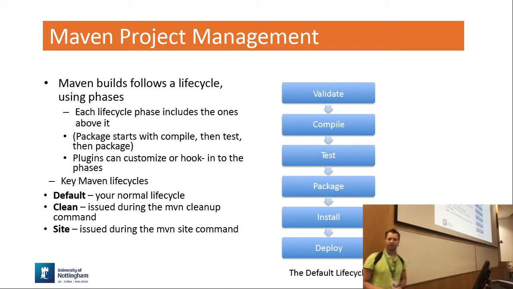And this is what it looks like in illustration, a so-called build lifecycle: a validate phase, a compile phase, a test phase, like your JUnit tests, for example, a packaging phase, installation phase, and deploy phase. That's a typical build cycle, and Maven is a tool that lets you manage that cycle or those different stages. Each lifecycle phase includes the ones above it. So when you execute test, it does a validation first, then a compile, and then runs all your JUnit tests.